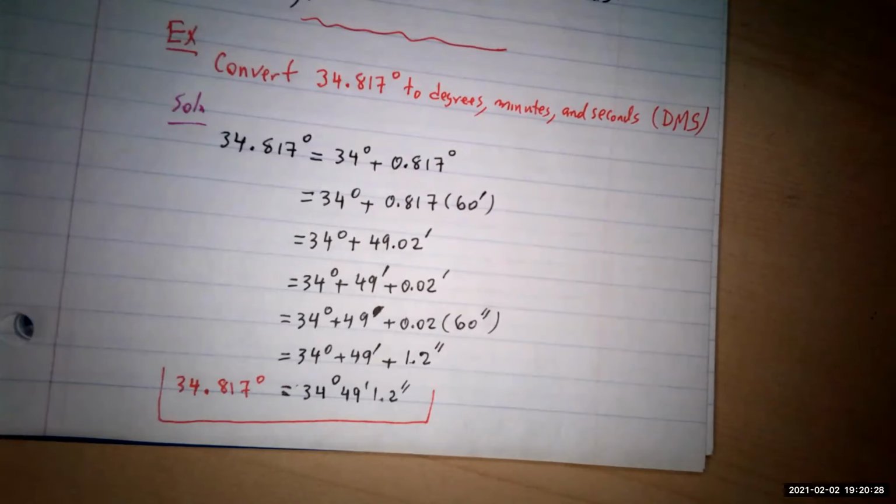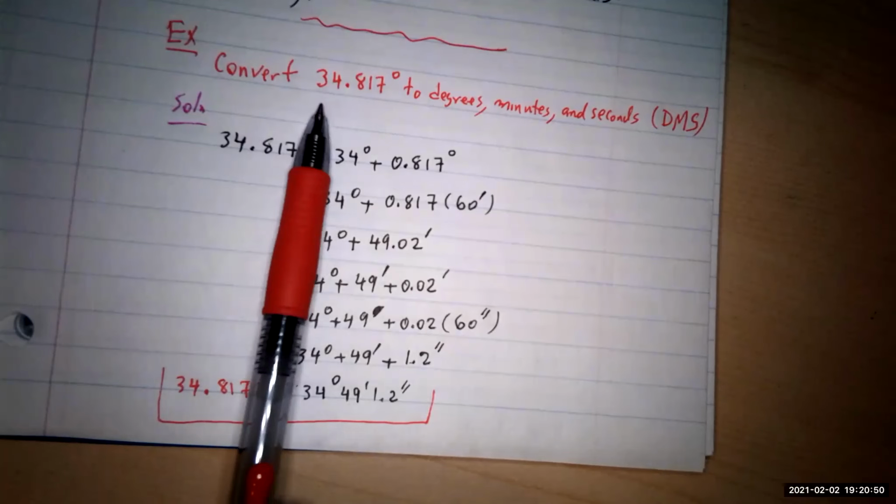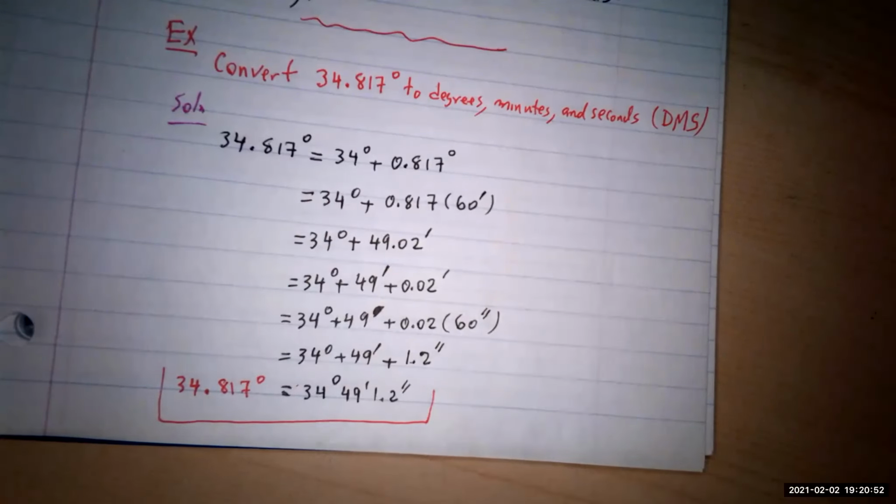On this quiz and the test, you have to show us the work. A calculator will do it right away, but we are not going to use a calculator for this one because we want to learn how we are going to do it. So this is one version. Any question? So that was in degrees. We changed it to the DMS.